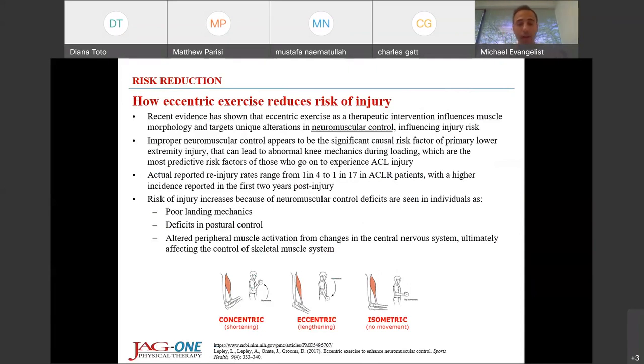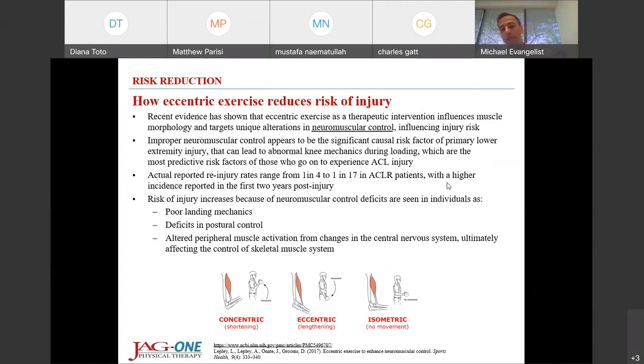Now, this is a very, very interesting statistic. Actual reported re-injury rates range from 1 in 4 to 1 in 17 in ACLR patients, with a higher incidence reported in the first 2 years post-injury. Risk of injury increases because of neuromuscular control deficits seen in individuals for poor landing mechanics, deficits in postural control, and altered peripheral muscle activation from changes in the central nervous system, right?